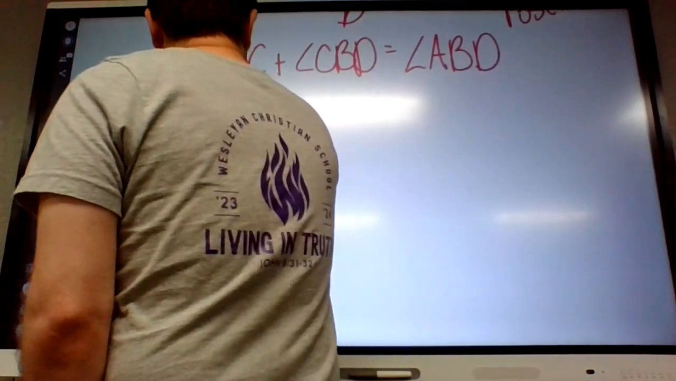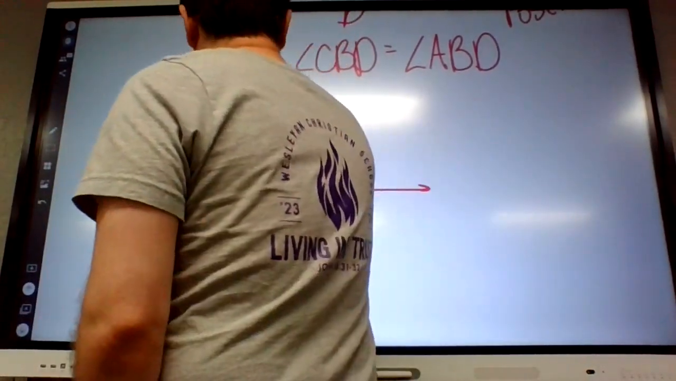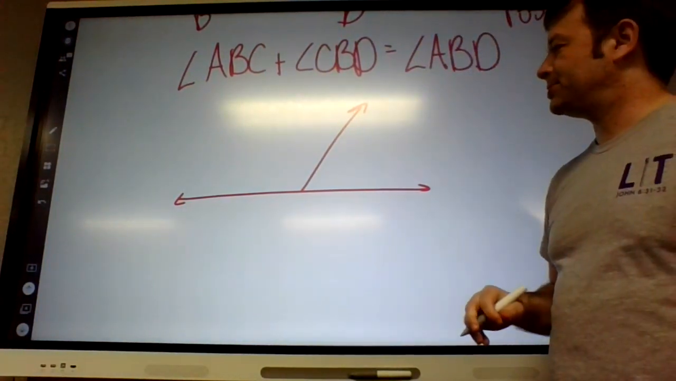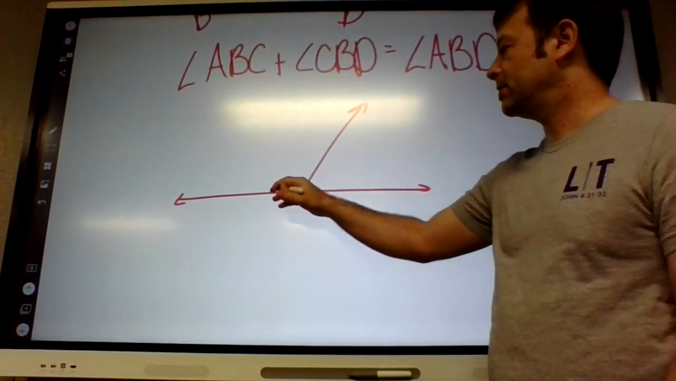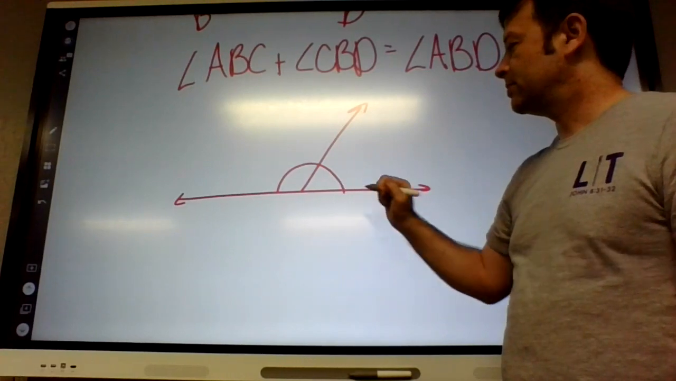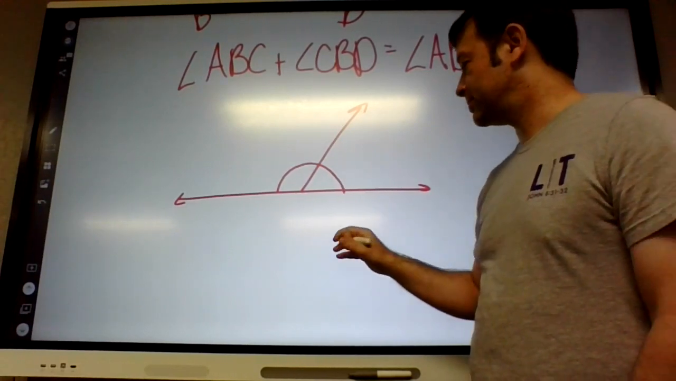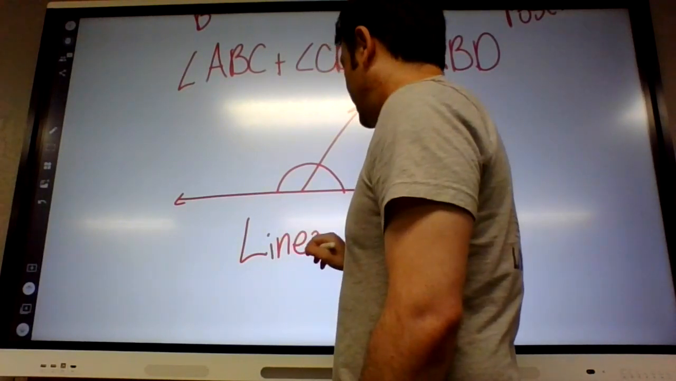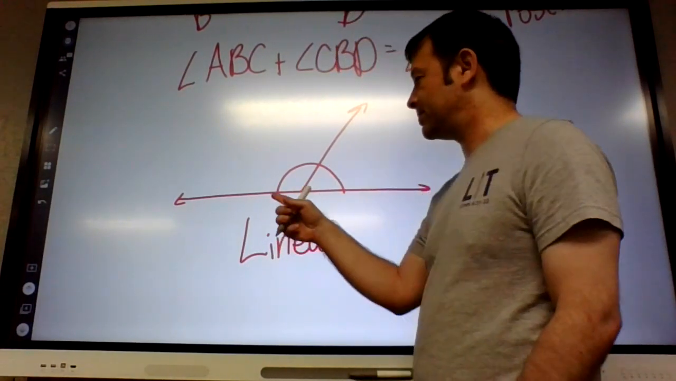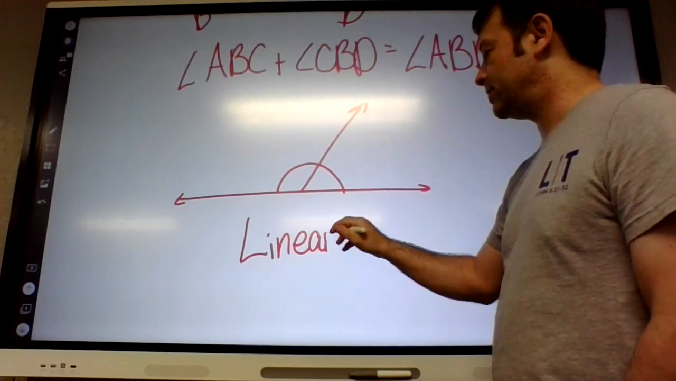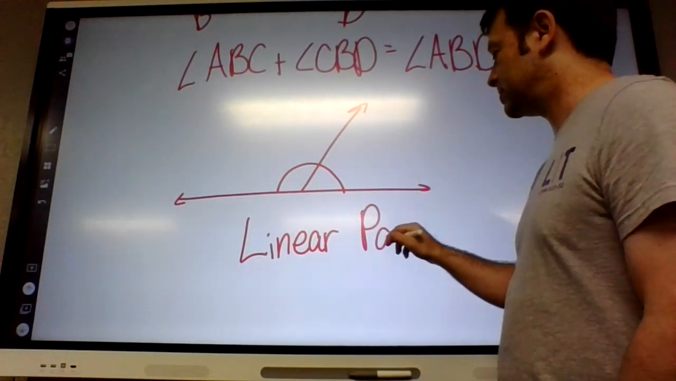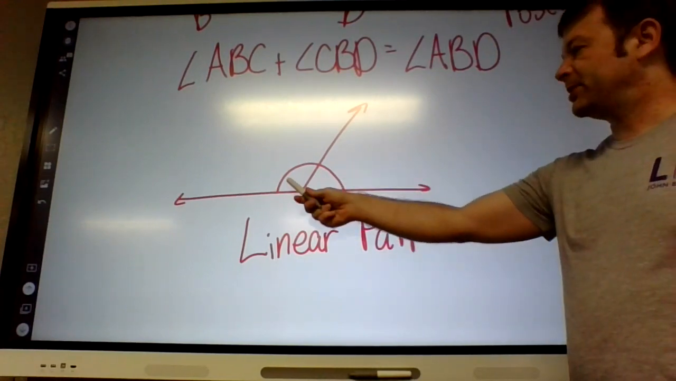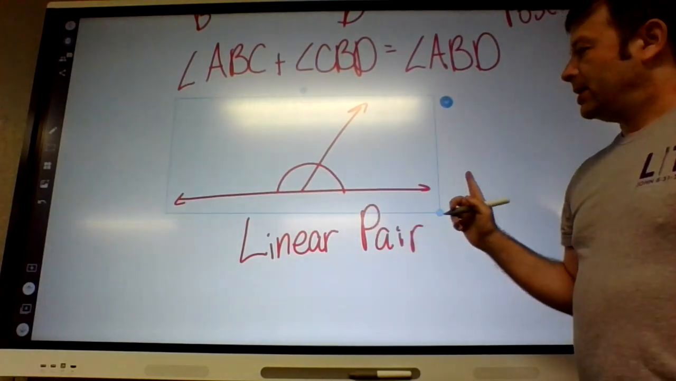So if two angles together make a straight line, what do you think we know about those two angles? If you have two adjacent angles that together make a straight line, they're called a linear pair. So that's a definition. These two angles make a line together, a linear pair.